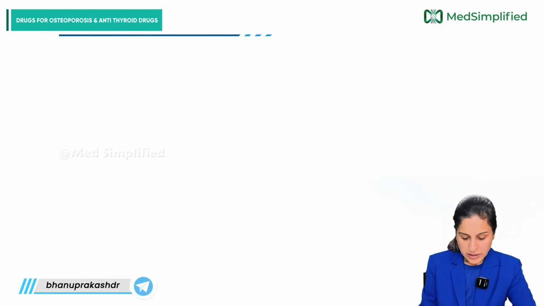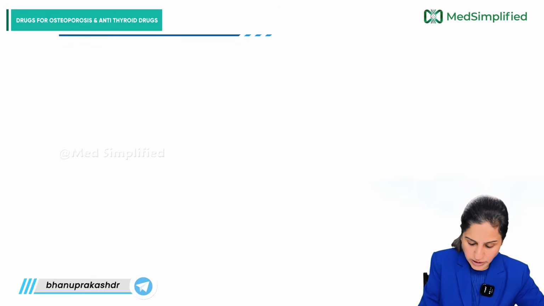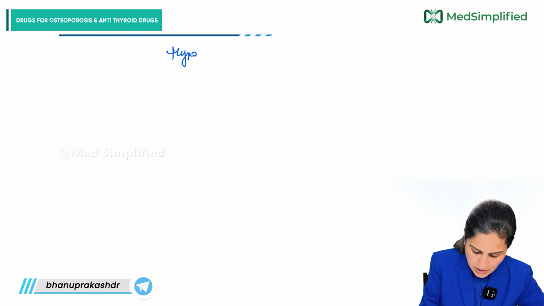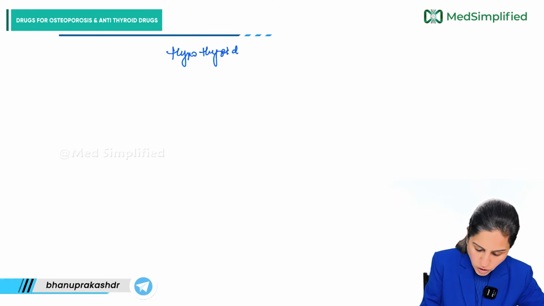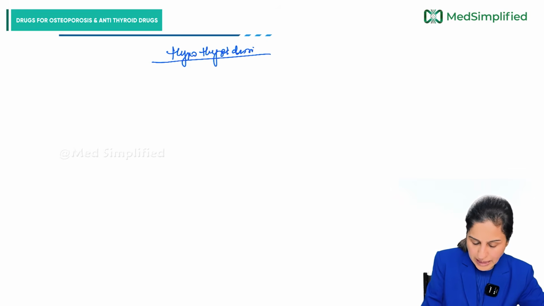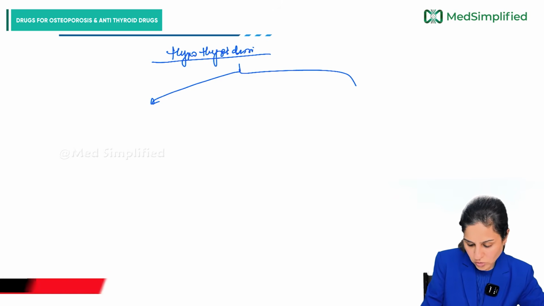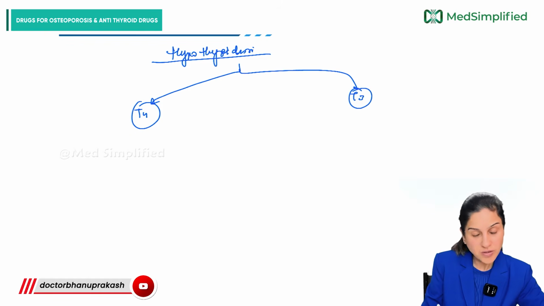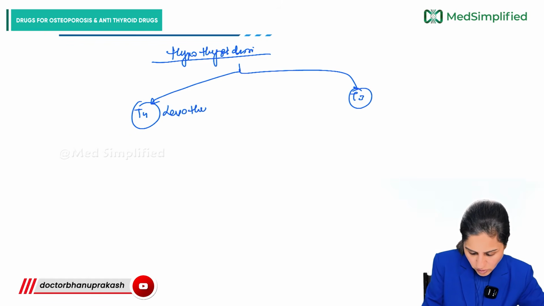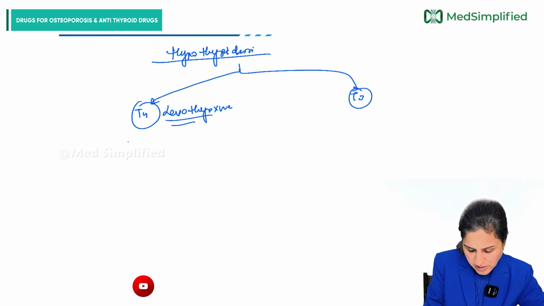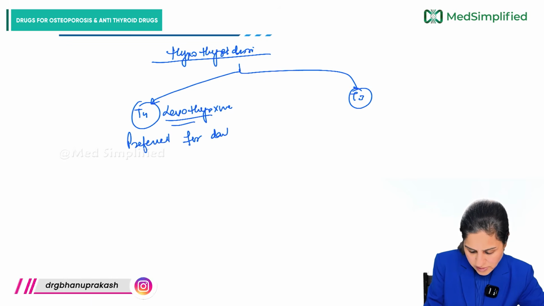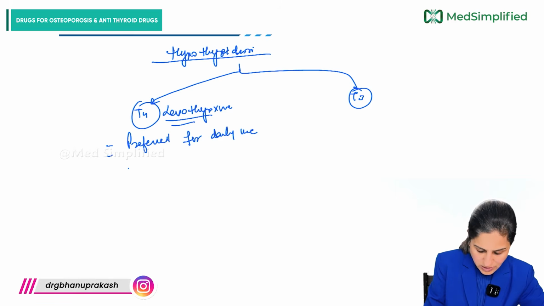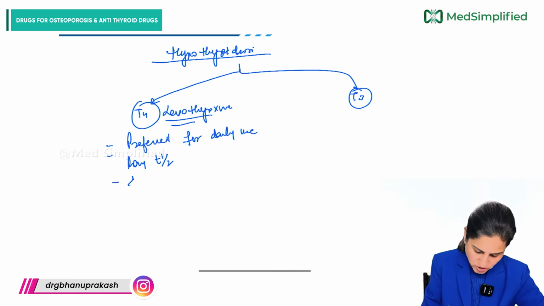Okay. So this was about hyperthyroidism. What about if the patient has hypothyroidism, which is more common? In hypothyroidism, we have two hormones: one is T4 and the other one is T3. T4 is levothyroxine, which is preferred for daily use. Why? Because it has a long half-life, so it has a more sustained action.